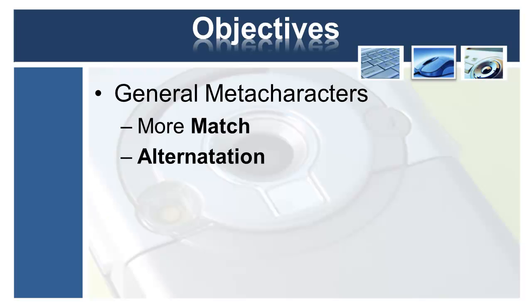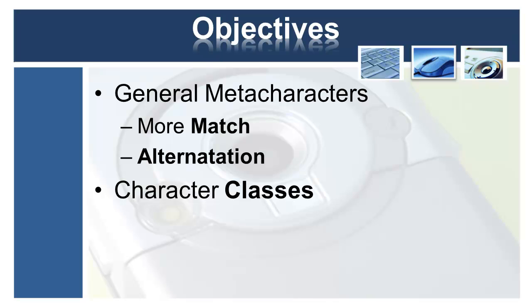Here we'll explore more of the general meta characters. I want to show you a few more tips and tricks with the match meta character, but I'll also show you the alternating meta character, which allows alternate patterns for a user to choose between. Then we'll look into character classes and how they can provide more specific patterns.